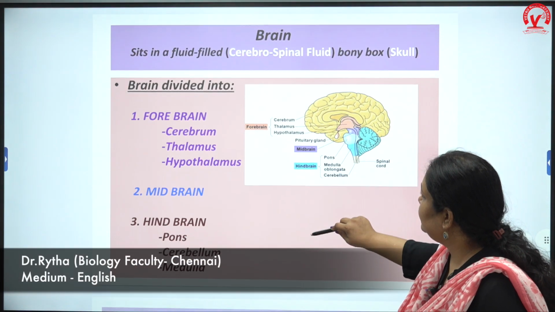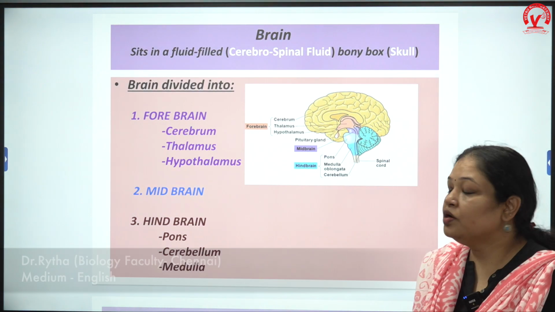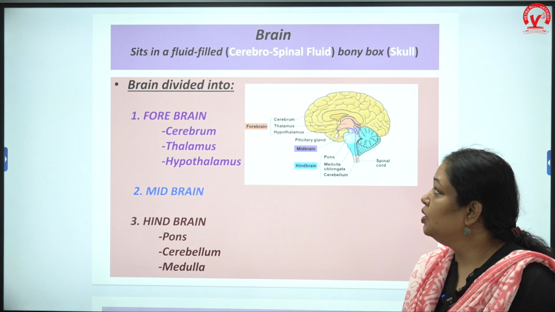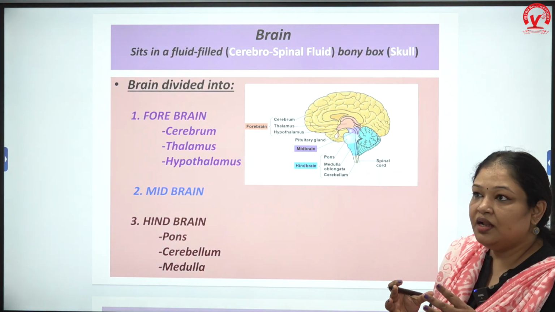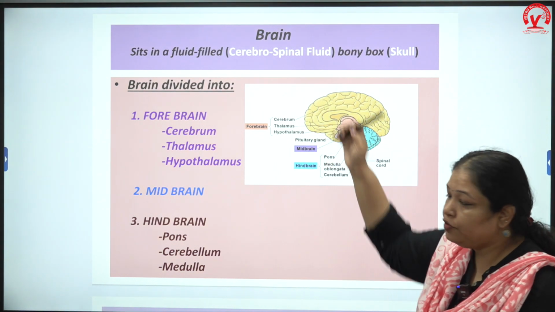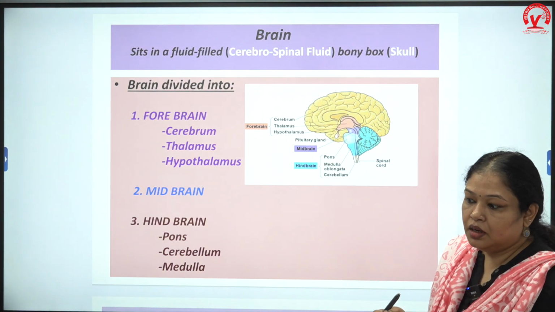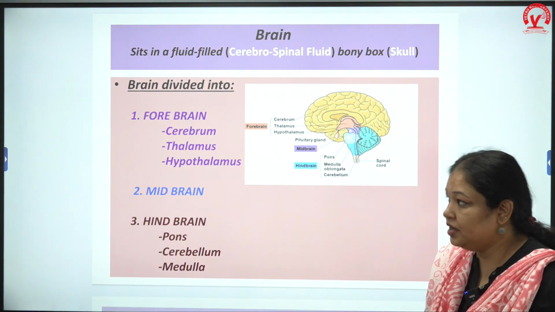Let's go to the brain. So we all know that the brain belongs to the central nervous system. The brain is in the skull. In the skull there is a liquid called the cerebrospinal fluid, and actually the brain is basically just floating in there.